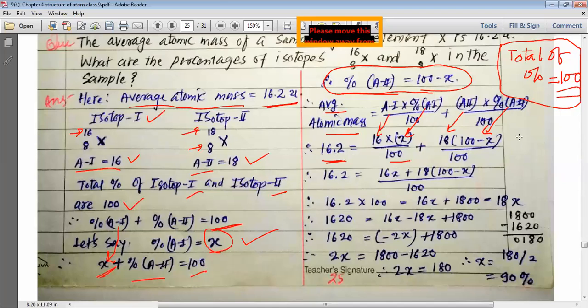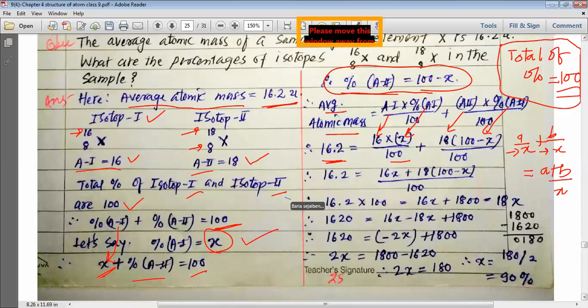Now, my dear students, we are well aware that if we have A divided by X plus B divided by X, we can write A plus B divided by X. This is possible only when we have the same denominator. So here also the denominator is the same, which is 100. So we can write 16 into X plus 18 into 100 minus X divided by 100.